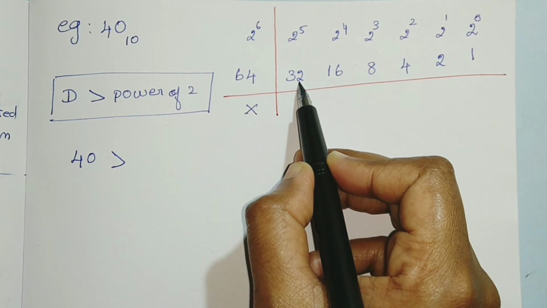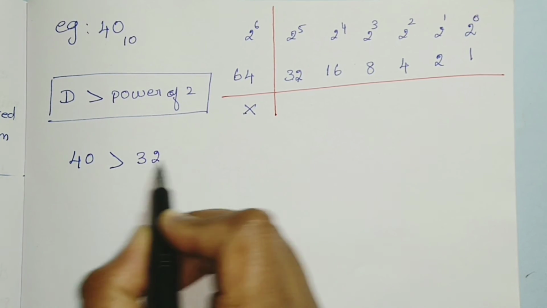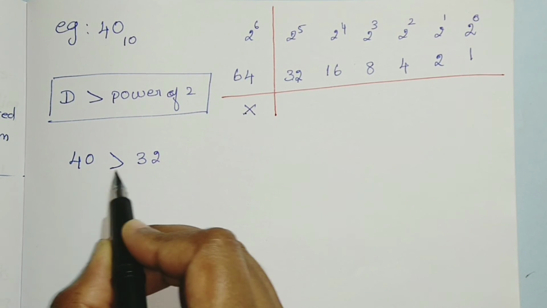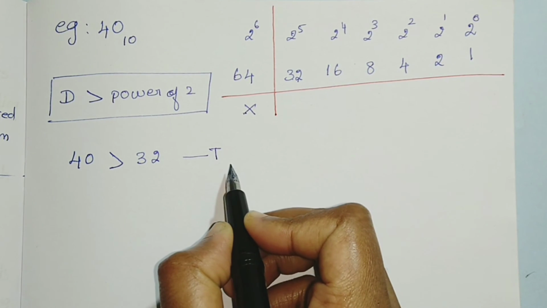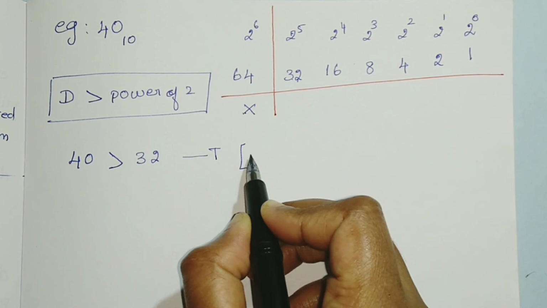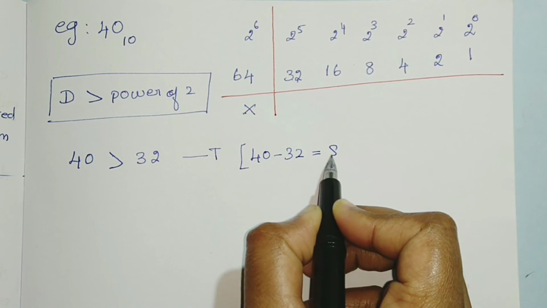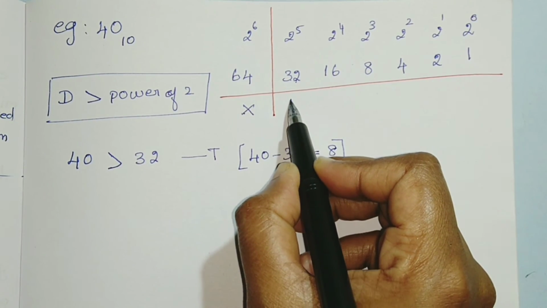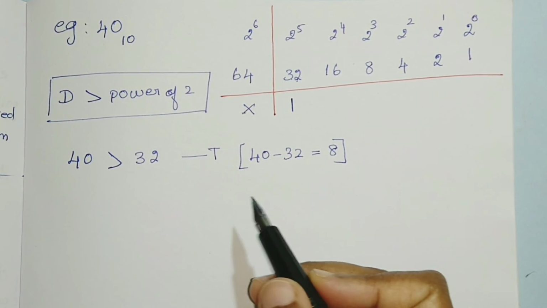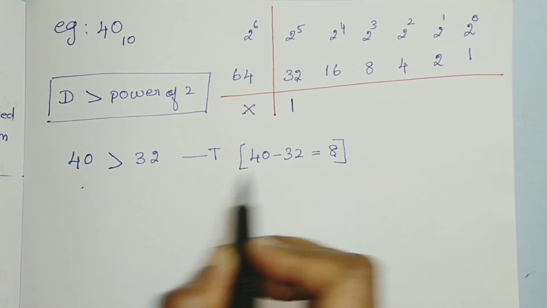64 we ignored. The next largest power of 2 is 32. Now read it. Is 40 greater than 32? Yes, 40 is greater than 32. So set that as true. And we have to subtract both the numbers. 40 minus 32 is 8. So once it is true, you have to set that particular bit as 1. Okay. The next decimal value is 8.